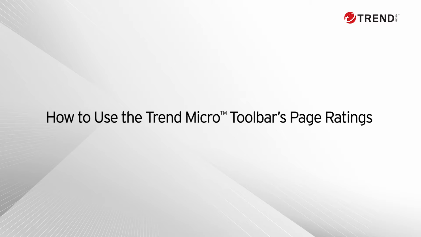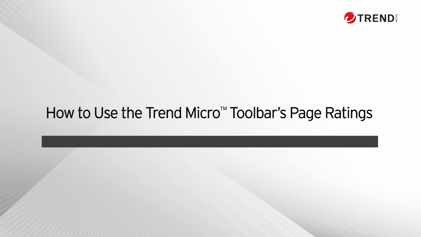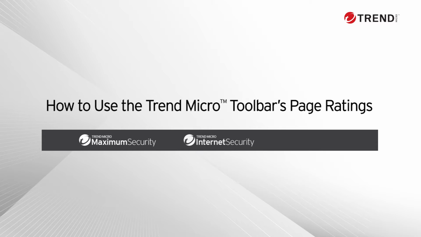In this video, we'll teach you how to use the Trend Micro Toolbar's page ratings on your PC. This video applies to all three PC editions: Maximum, Internet Security, and Antivirus Plus.